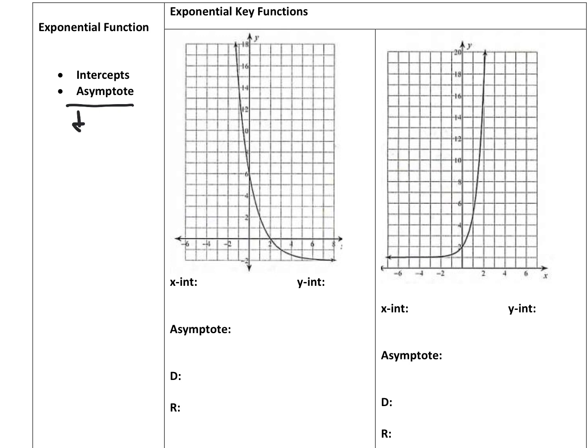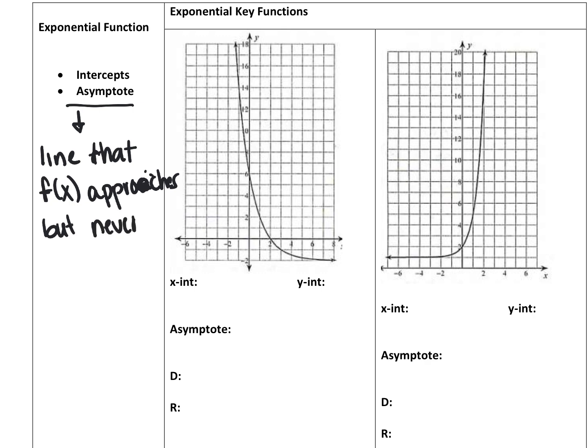An asymptote is a line that the function f of x approaches. It approaches, but never touches. So it's going to approach the floor, but it'll never touch the floor.